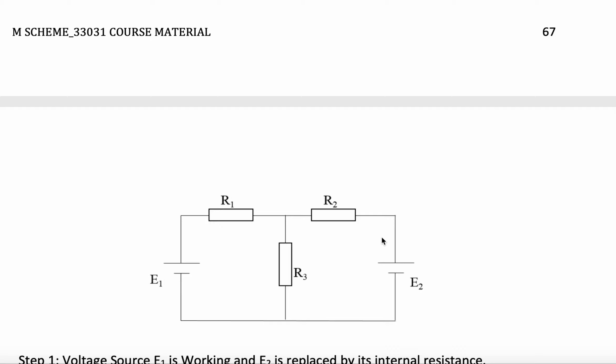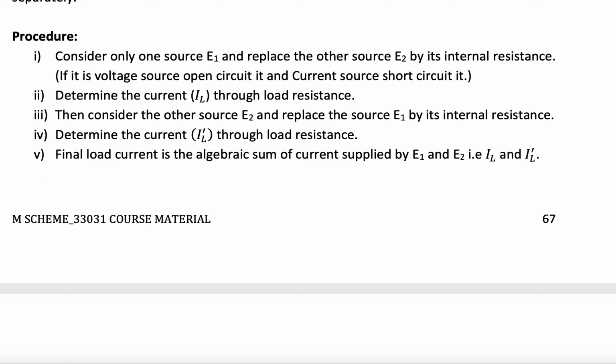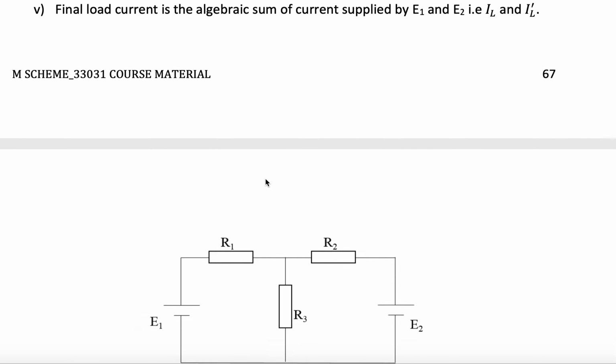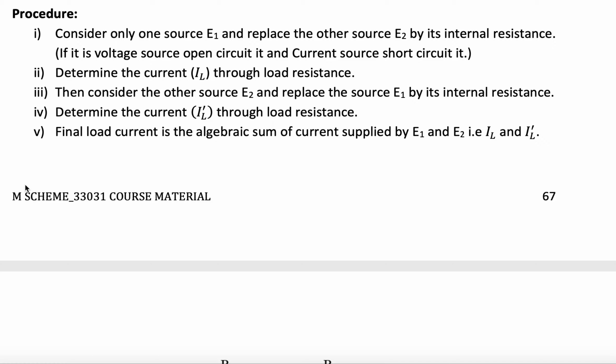0 means short circuit, when there is no internal resistance, if it is a voltage source. And if it is a current source, you have to open circuit. Why open circuit? When current is zero, that means essentially open, right? That's why you have to make it open.